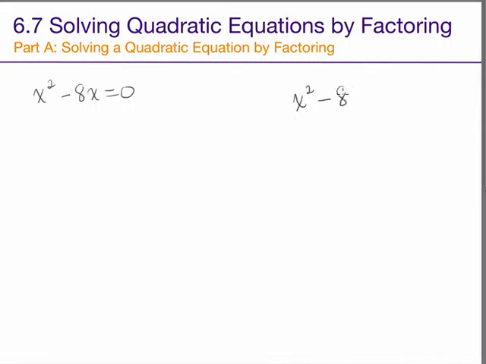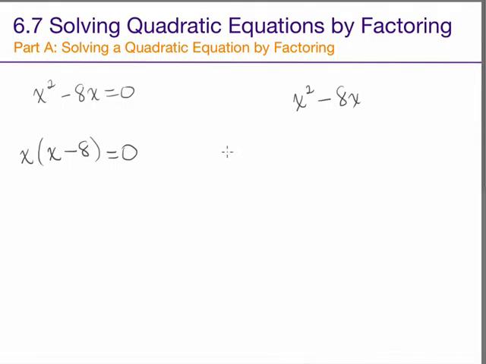X squared minus 8x has a common factor of x, and if I factor that out, what's left is x minus 8. So that means that I can replace the left-hand side with its factored form. This is already as factored as I can make it. It's a linear factor, x to the 1, times another linear factor. So factoring out the greatest common factor is not only an essential step, it's the only step I need to take to get this in its factored form.